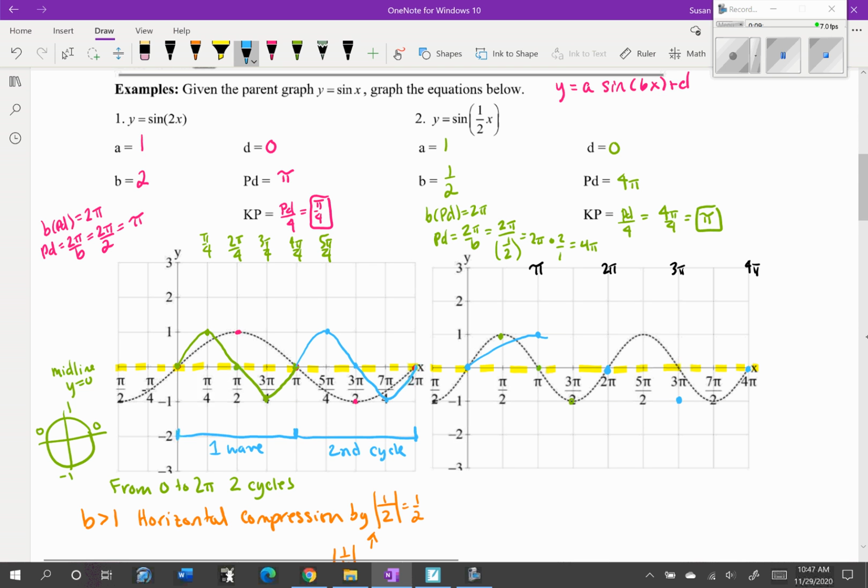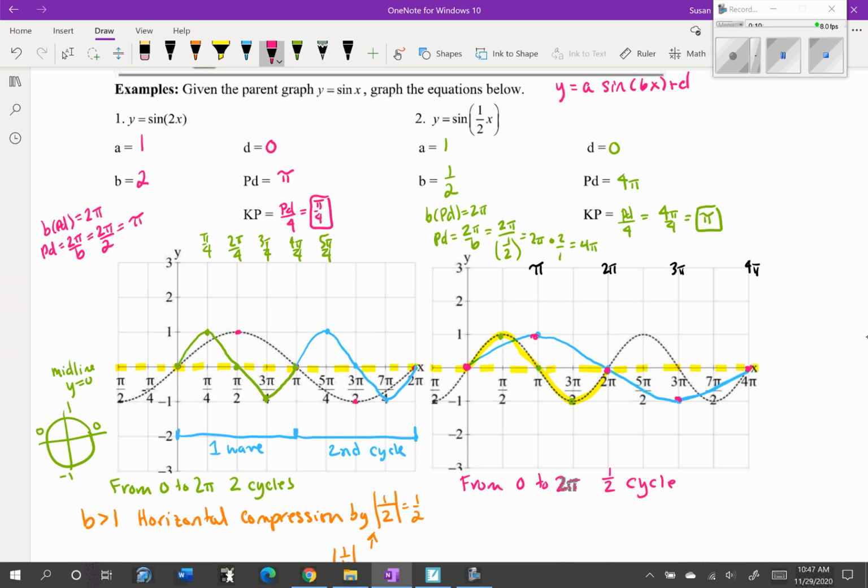If we compare it to our parent graph, it's twice as long. So our parent first wave was this again right here. And so you can see from 0 to 2 pi, the graph that we have is a half of the parent graph cycle. So we would say from 0 to 2 pi, you see a half of a cycle, because you can see this is 1, 2, 3 key points, and to get all 5, you would have to go all the way to 4 pi because we changed the period. So that's half of the wave from 0 to 2 pi.